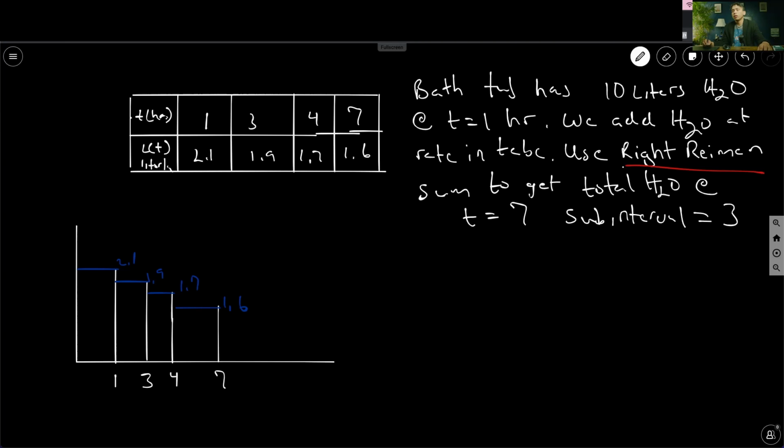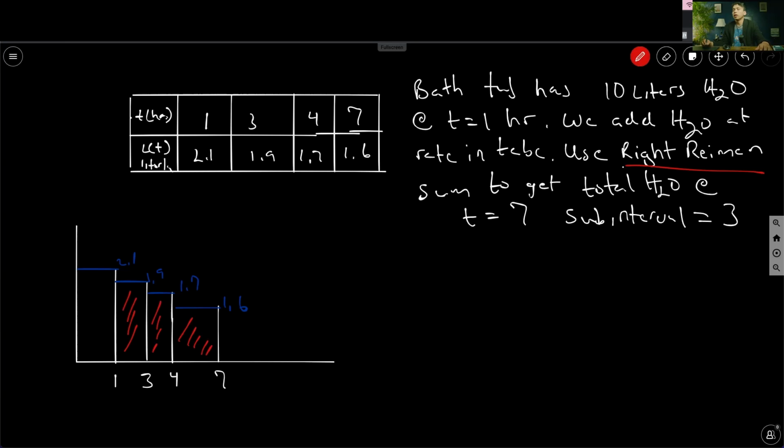We want 3 subintervals from the right hand side. So it would be this one right here, this one right here, and this one right here.